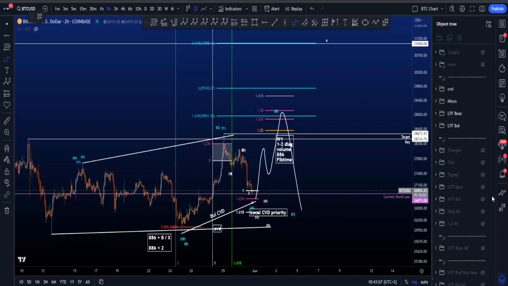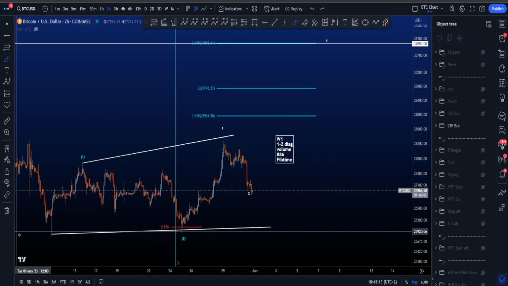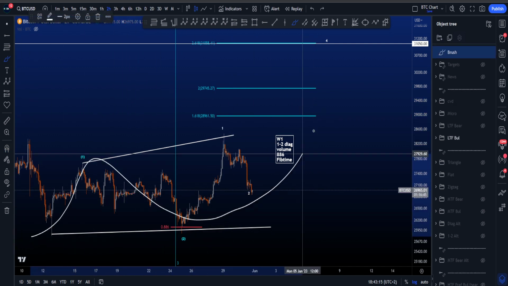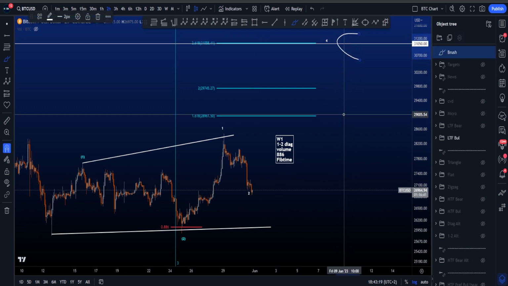Hi everyone, let's go over my bullish and bearish low time frame and micro Elliott Wave scenarios on Bitcoin, starting with my low time frame bullish scenario where we are looking for a wave 1, 2 and then a bigger 3 towards the upside, where a minimum target is going to be the 31k high.